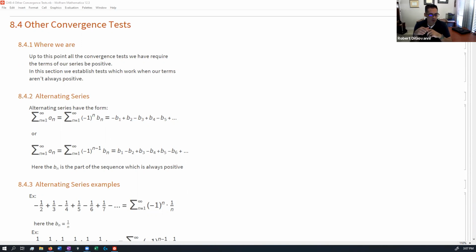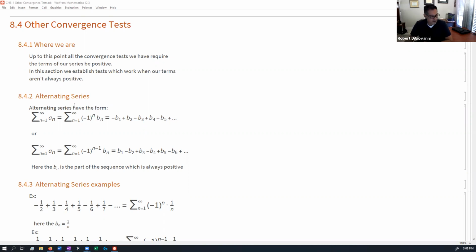So in this section, we're going to be looking at how we can handle a series where the terms of the series could possibly become negative. The first definition here is the definition of an alternating series. We've already seen what an alternating sequence is back in 8.1, but here we're talking about an alternating series.